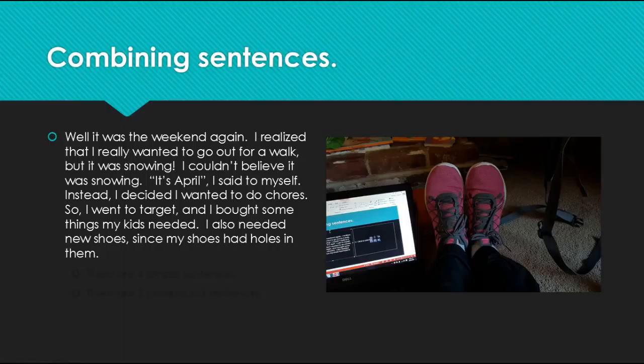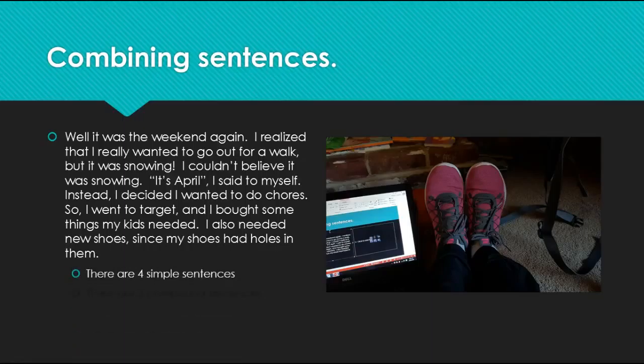Well, it was the weekend again. I realized that I really wanted to go out for a walk, but it was snowing. I couldn't believe it was snowing. It's April, I said to myself. Instead, I decided I wanted to do chores. So I went to Target and bought some things my kids needed. I also needed new shoes, since my shoes had holes in them. They were my new shoes that I took for the PowerPoint to show you guys what I was talking about. Granted, it's not an exciting paragraph, but at least it's a paragraph that's relevant to my day-to-day work.